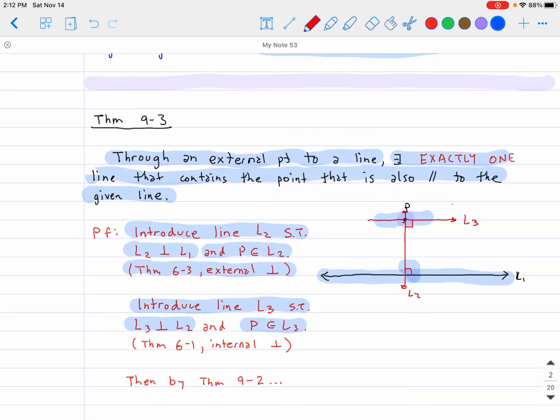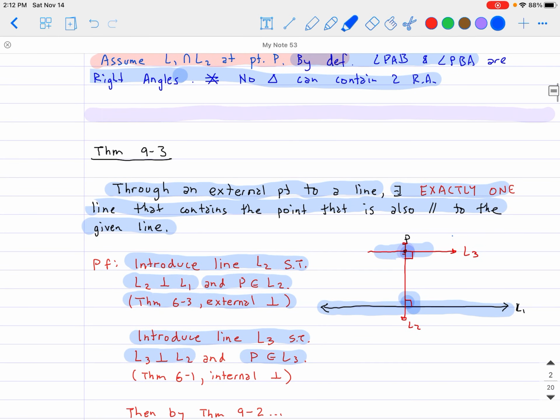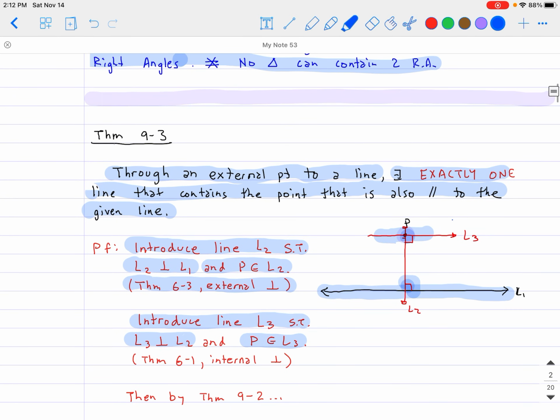Well, now that we have everything, if you think about what we just proved earlier, we can now connect the dots. Because if you look, we have L1, which is perpendicular to L2. L2, which is perpendicular to L3. So then by the previous theorem, which is Theorem 9.2, we can say that L3 is going to be parallel to line 1 then. So over here, let me just go and write that. So by Theorem 9.2, we can conclude that L3 is parallel to L1.